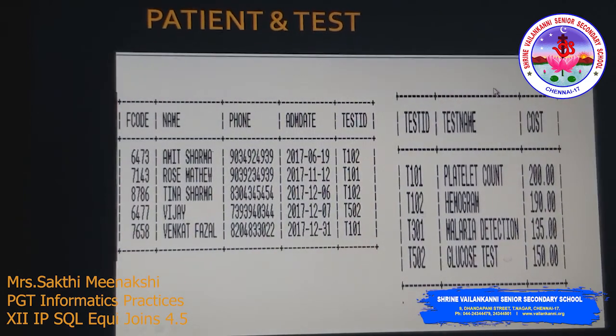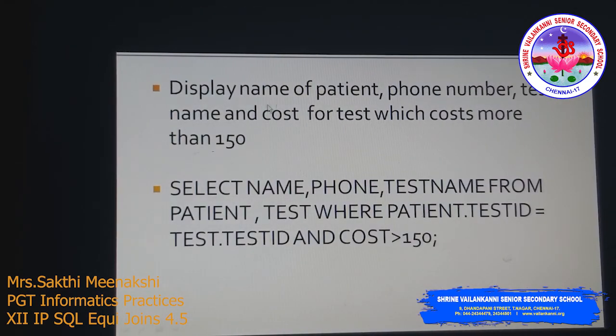Okay. The first query is display name of the patient, phone number, test name and cost for test, which cost more than 150. So what are the column names? Name of the patient from the patient table, phone number is from the patient table, and then test name is from test table and cost from test table, and then the condition is cost more than 150.